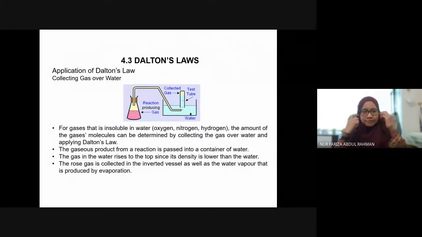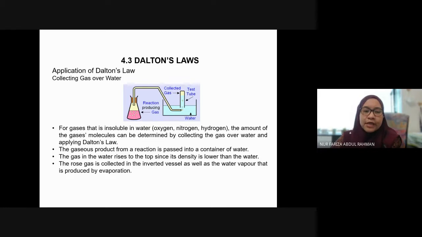Okay, next. Application of Dalton's law, okay, collecting gas over water. So we can use or we can apply Dalton's law in order to determine the amount of gas that we have produced from an experiment, for example. Okay, so for gases that is insoluble in water, such as oxygen, nitrogen, hydrogen, the amount of the gaseous molecule can be determined by collecting the gas over water and applying Dalton's law.